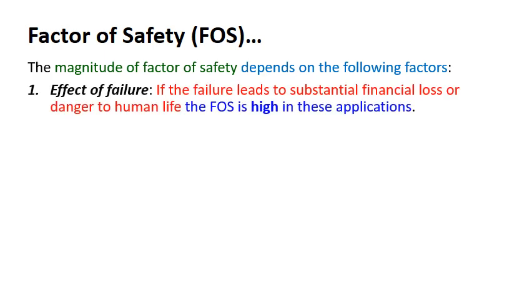Effect of failure. See, if the failure mode results in substantial financial loss and loss of human life, then we have to select a higher FOS. Higher means what is the magnitude? Is it 100, in the order of hundreds, thousands? No, it will usually be in single digits only, and mostly less than 5, not beyond that. So you have to select high FOS. FOS will never exceed 5 or so.